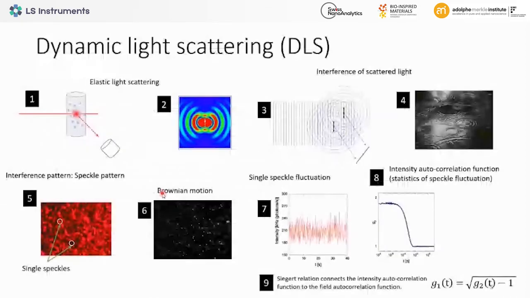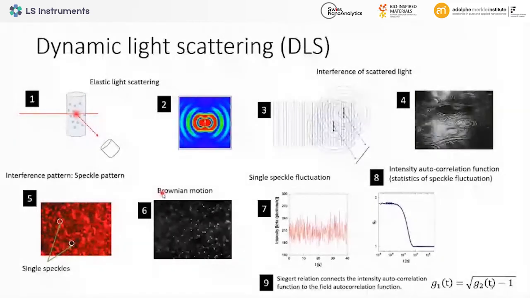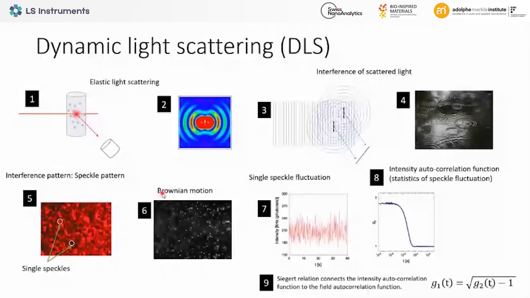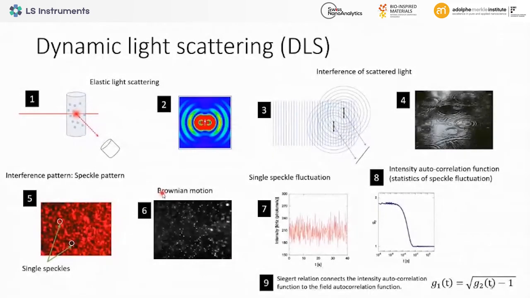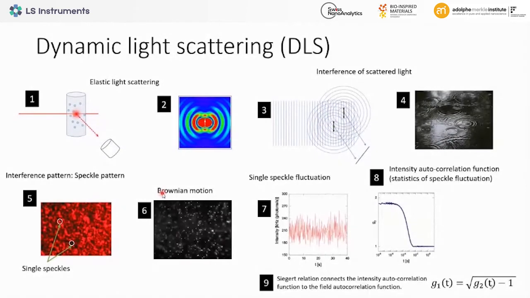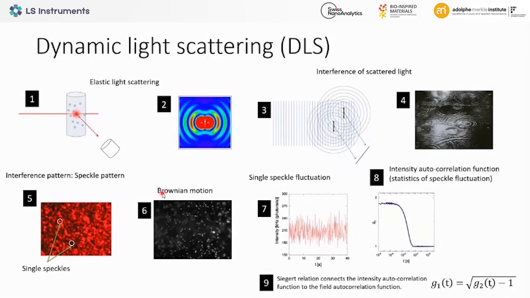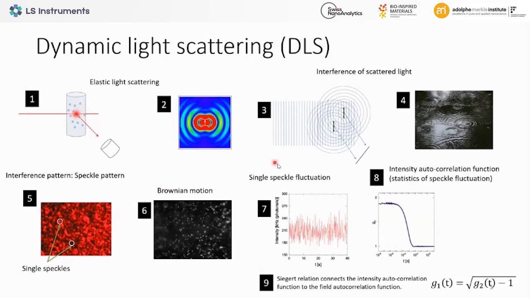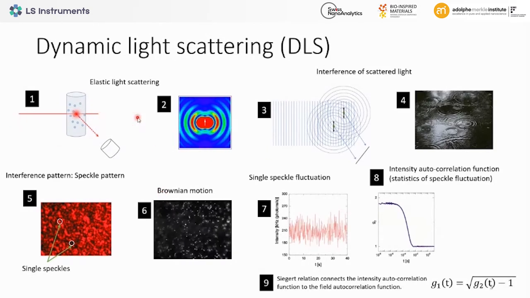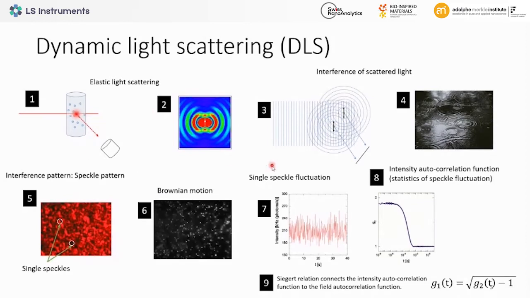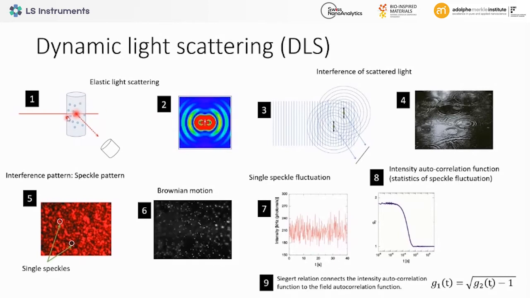Dynamic light scattering is based on a few physical phenomena and some clever mathematics to characterize the size and the dimension of nanoparticles. The idea is that we have a coherent laser light which scatters from particles. Scattering is illustrated here. Now imagine that we have, of course, more than one particle in a given dispersion.